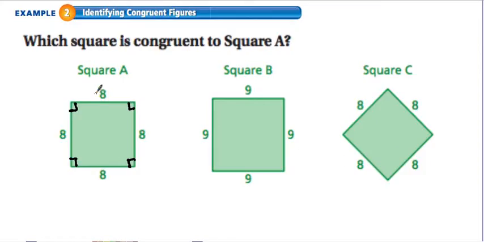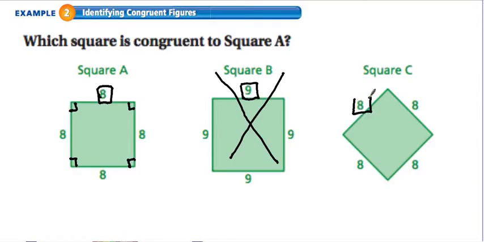But you can look and see this side right here corresponds with this side here, but they're not congruent to each other because 8 is not equal to 9. So square B cannot be congruent to square A. But if you look at square C, see how these sides correspond with one another, and they are congruent all the way around. They're all the same. And so square C, so we can say C is congruent to A.